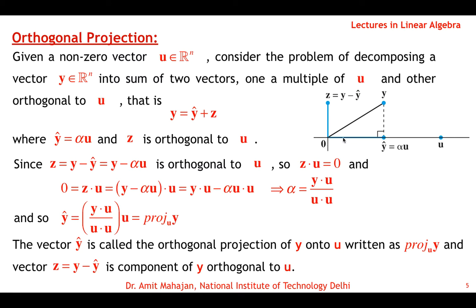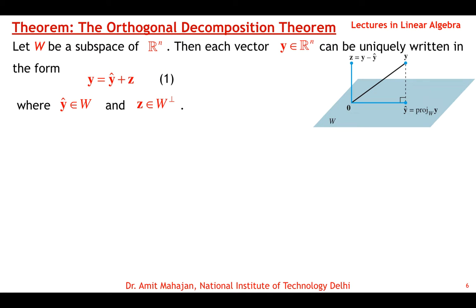So if you are given any vector and we want to find the projection along u and a perpendicular vector, then first we can calculate the projection y cap using this formula. Okay, and once we have this, then we can find the perpendicular vector z as y minus y cap. Okay, y is already there and y cap we have calculated, so we can calculate the perpendicular vector as well. So this is the concept of orthogonal projection. Okay, so let us take one theorem and then we will take an example on this.